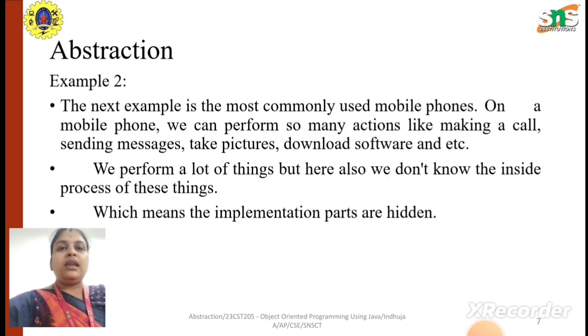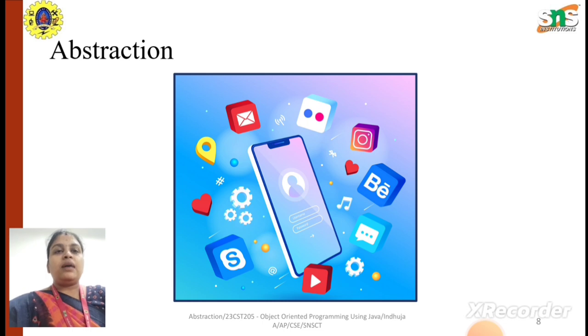Okay, so the next example, the most commonly used, is the mobile phone. On a mobile phone, we can perform so many actions like making a call, sending messages, taking pictures, downloading software, etc. We perform a lot of things, but here also we don't know the inside process of these things, like from which website it is downloading the software, which is the source for the software. We don't know that type of technical details, which are hidden from the user, which means the implementation parts are hidden. So this is also one of the best examples of abstraction.